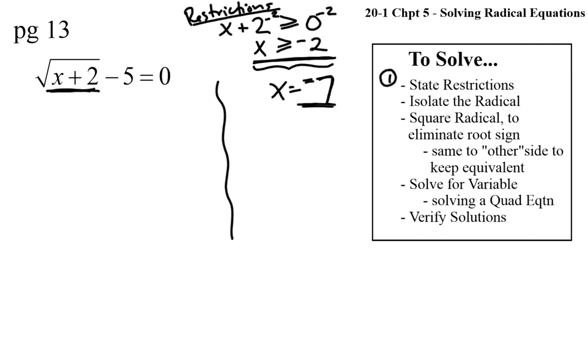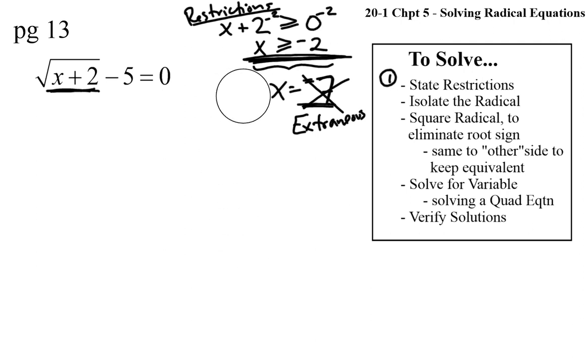So in this case, x equal to -7 would be considered an extraneous answer, because the restrictions are telling us we need only x values bigger than or equal to -2. If -7 was one of our answers, it would be considered extraneous. So I'm not sure yet what our answer is. I'm just using that to make a point. So we stated the restrictions.